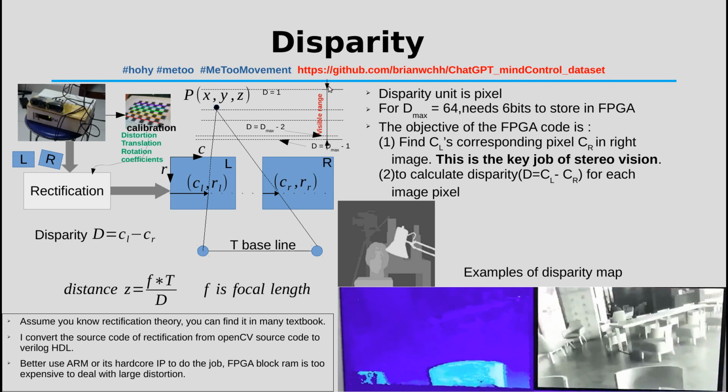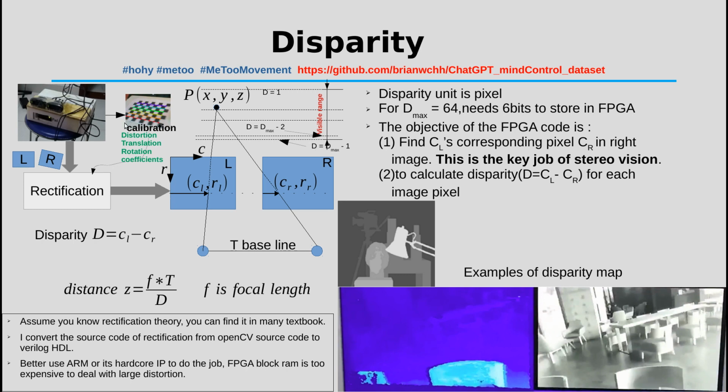What is disparity? Any point in 3 dimensions gets a projection into the two images of the stereo vision. By the way, this is a stereo vision prototype setup. There are two cameras. This is my very first version, using two USB cameras and glue to stick them together.